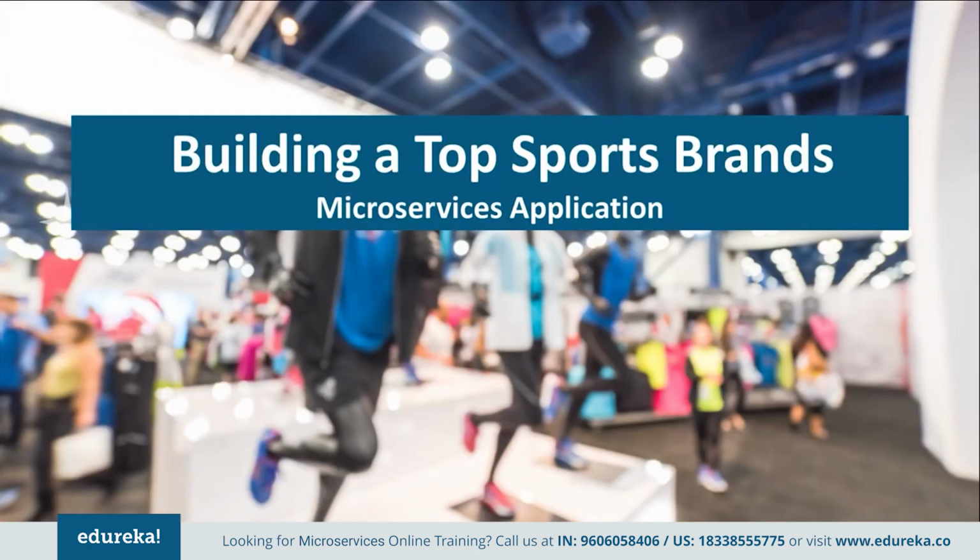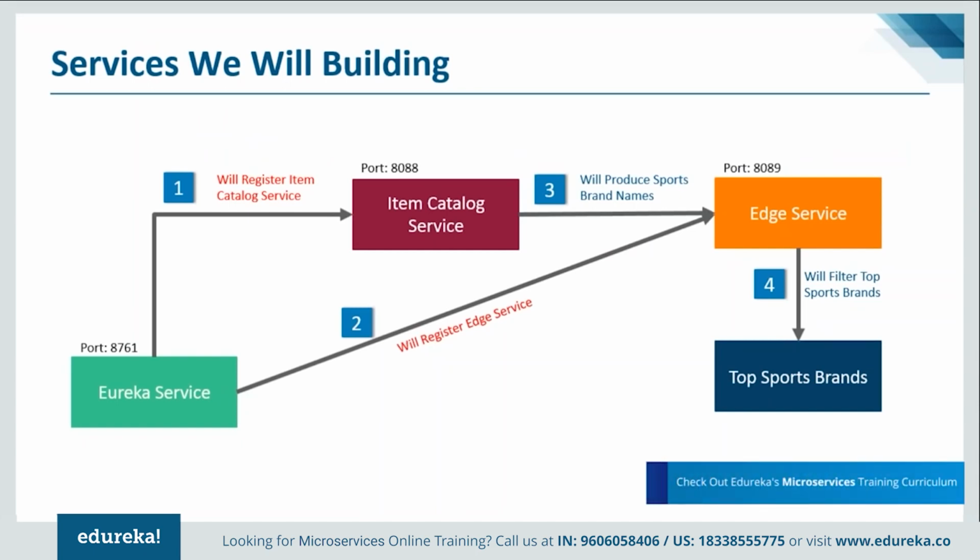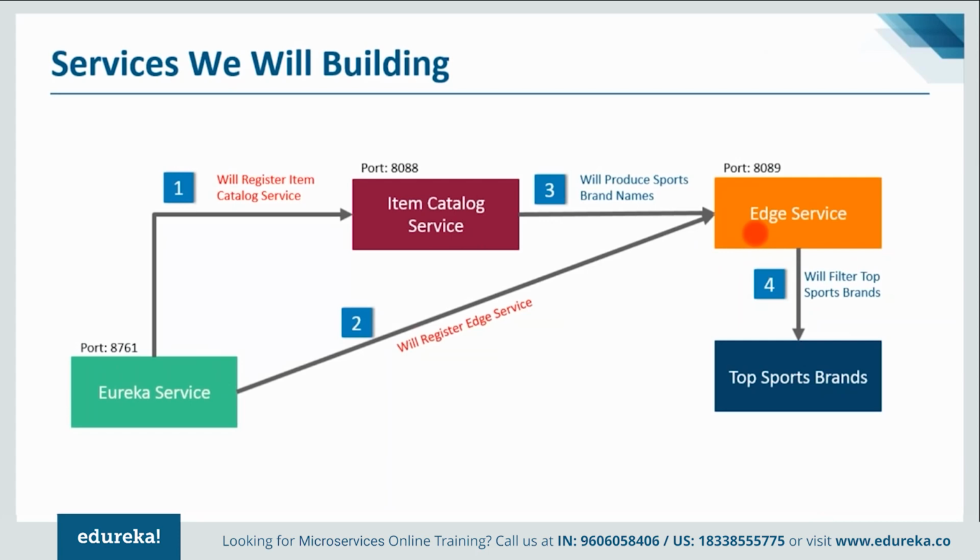So let's move forward, and now we are going to focus on how to build a top sports brand. So this is our use case, guys. We'll be building a top sports brand. Let us see how we are going to do that. So in this Spring Boot microservice example, we'll be creating a top sports brand application, which will have three services. So you can see it in the diagram as well. So we have three services here. One is Eureka server, then we have item catalog service, and then we have edge service.